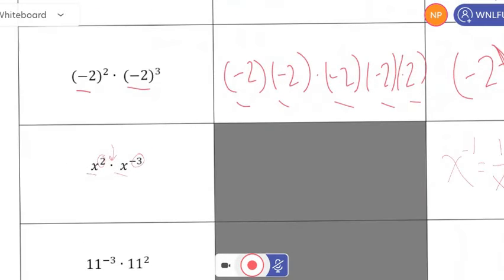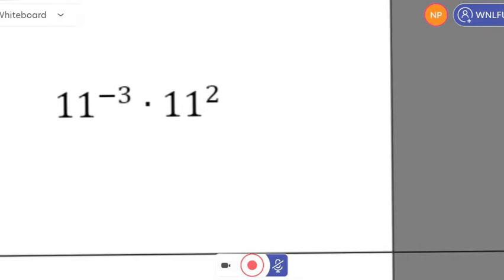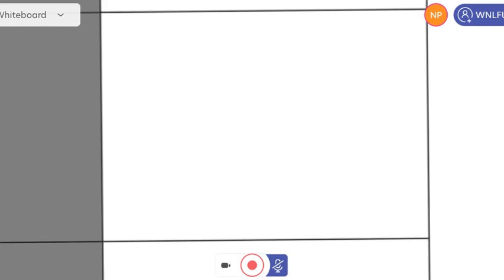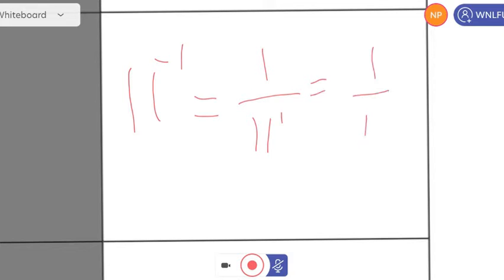Okay, next one. We're going to look at this one. So our bases are the same. So if the bases are the same, we can then add the exponents. -3 plus 2, similar to the last one, is -1. So we have 11 to the negative first power. Now, I cannot have a negative exponent, so I'm going to move it into the denominator, turn it positive, and 1 over 11 to the first, which is the same thing as 1 over 11.